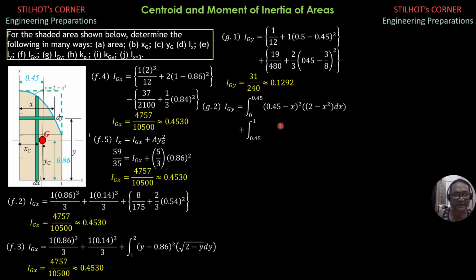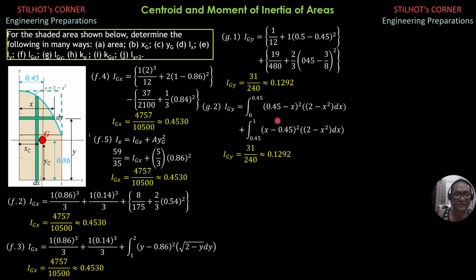So using your calculator, that is for 0 to 0.45. Then if the strip falls somewhere here, x is greater than 0.45, so the distance is x minus 0.45 squared, but the height is still y. Differential area is still y dx, where y is 2 minus x squared, then dx. So adding, the result is 31 over 240 or 0.1292.